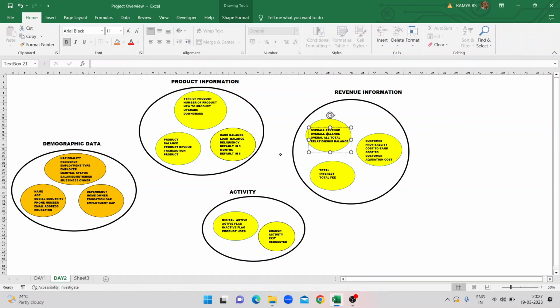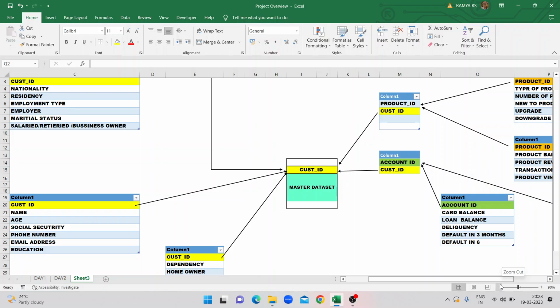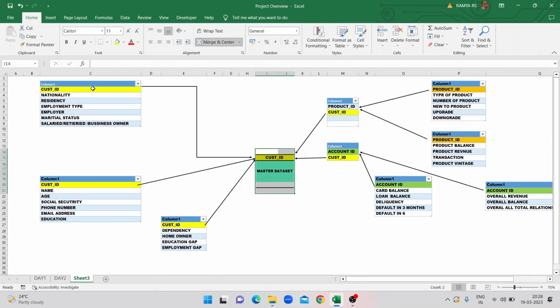Now, as you have understood the different components, let's talk about how this would look. As you can see in front of you, I've created a simple data model in which you have a master data set, and then you have these different tables, different sources from which you are getting this information. The first one is demographic information: customer ID, nationality, residency, right? How would it help us? If we want to see how many international customers we have, we need to know the nationality and residency, right?